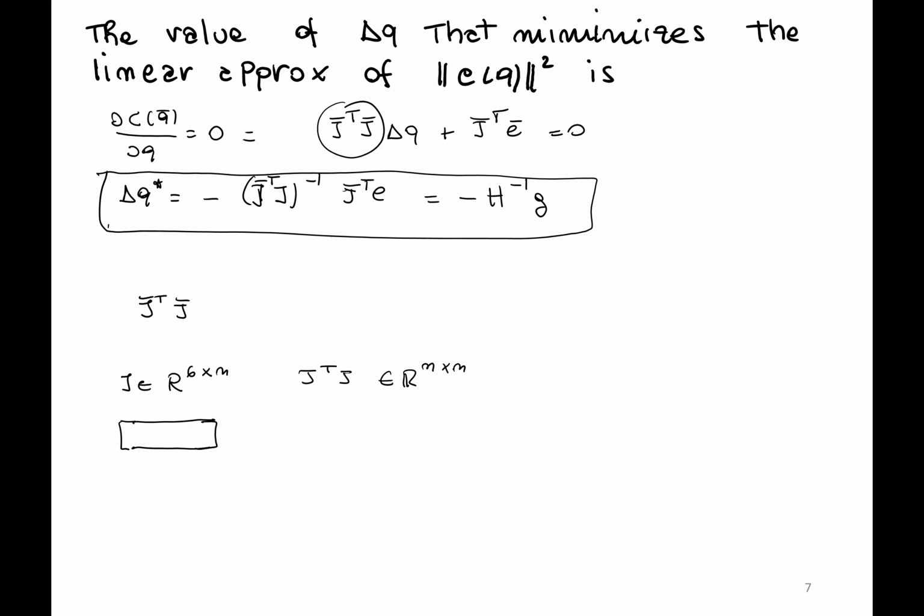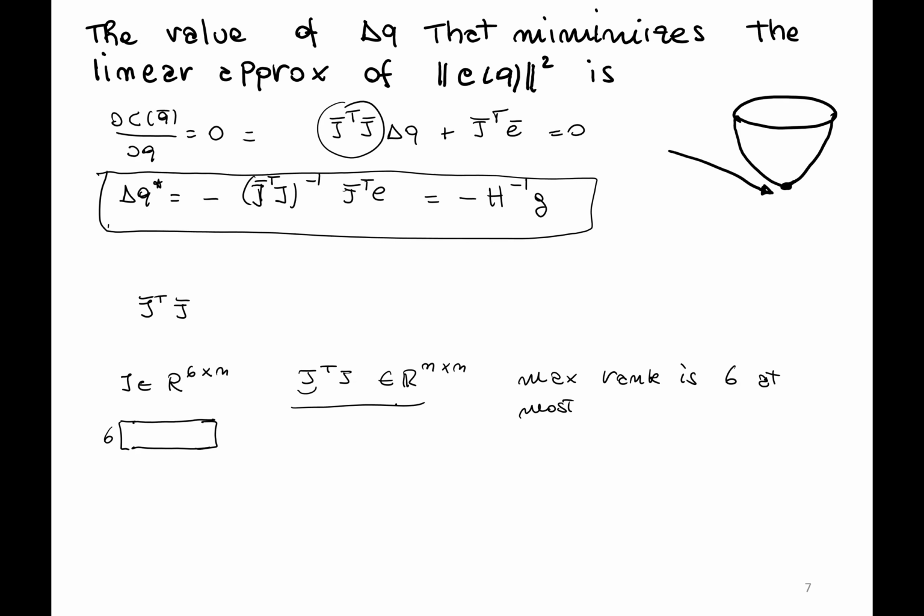But the maximum rank of this matrix is the rank of the Jacobian matrix, which has a maximum rank that is 6. So the maximum rank is 6 at most. This means that this is singular, and we need to find a way to deal with this.